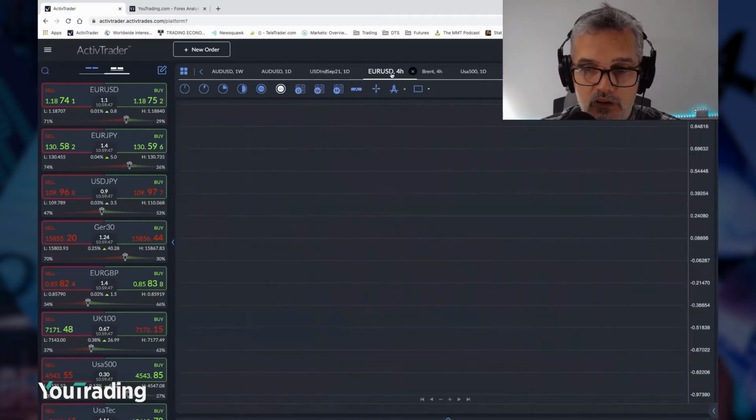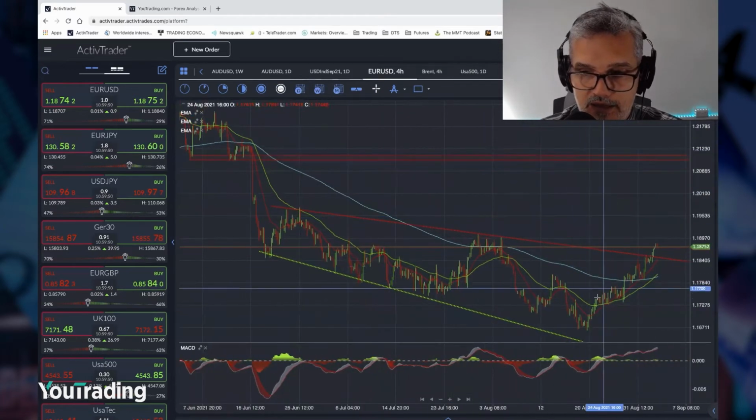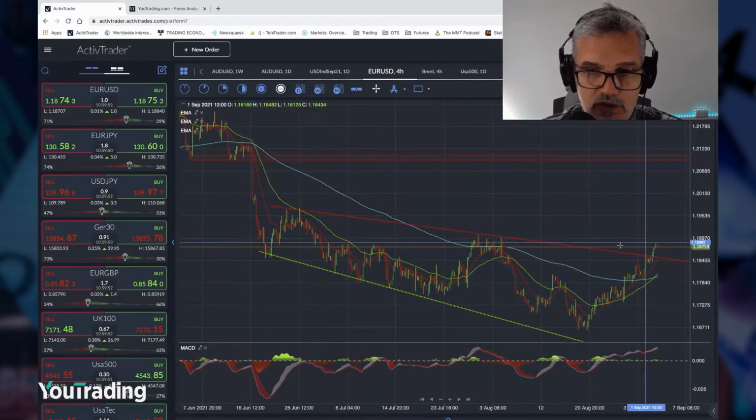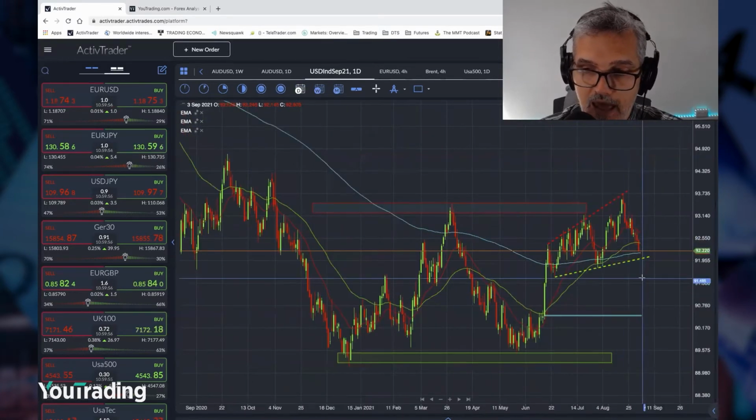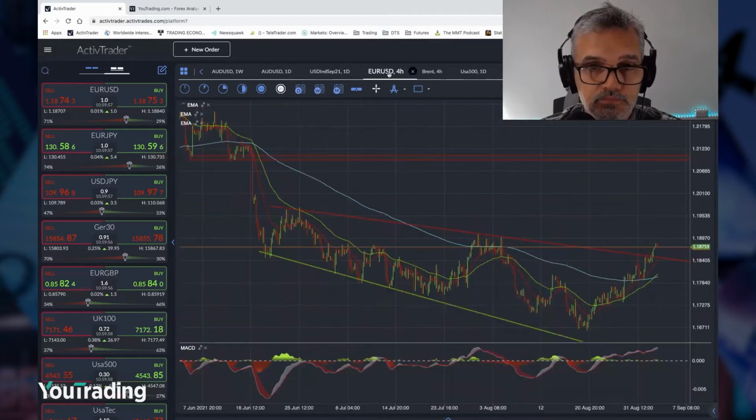All right, moving on to the euro versus US dollar. You can see that we've broken out of this falling wedge. So no reason not to think that we'll fall out the bottom of this one.